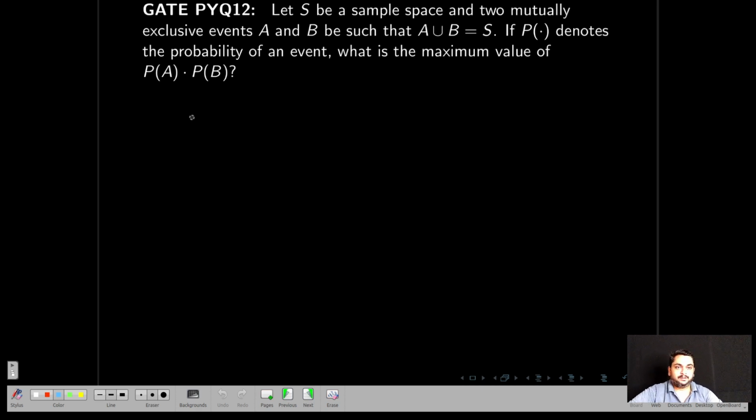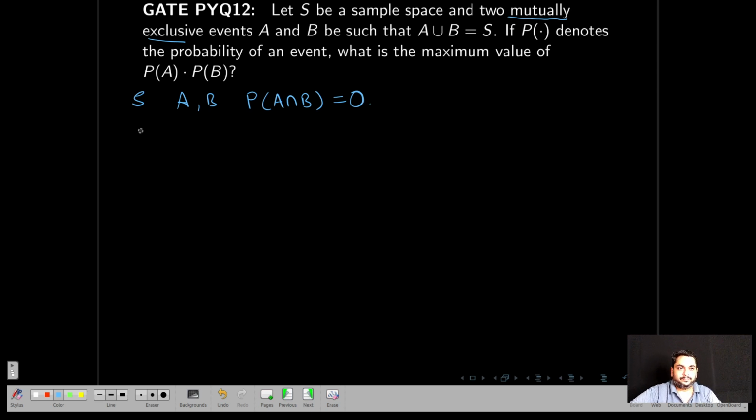Next, let S be a sample space and two mutually exclusive events. Please remember this: mutually exclusive events A and B. When I say both are mutually exclusive, the probability of A intersection B is equal to what? It is 0. You already learned this concept.